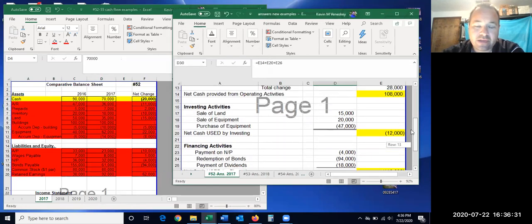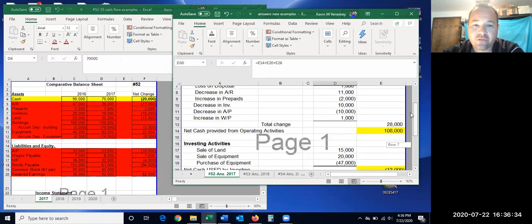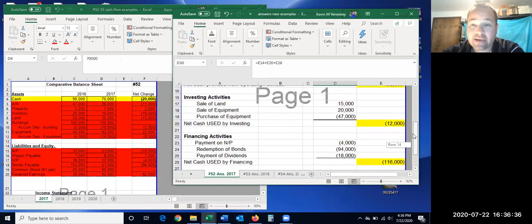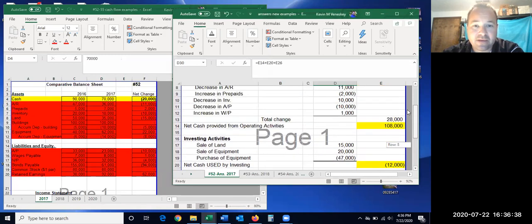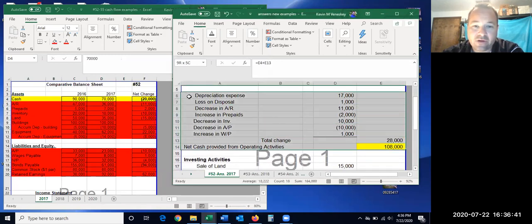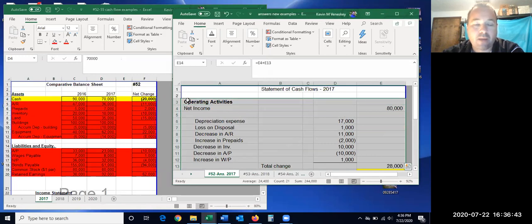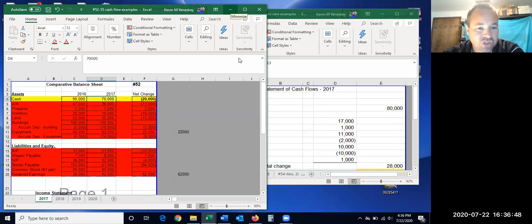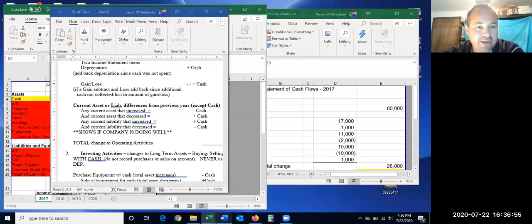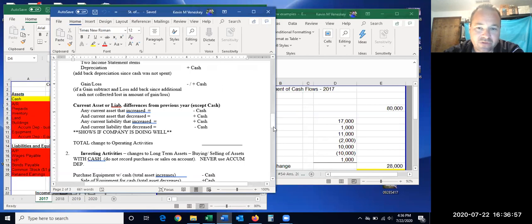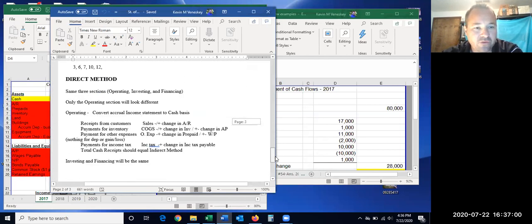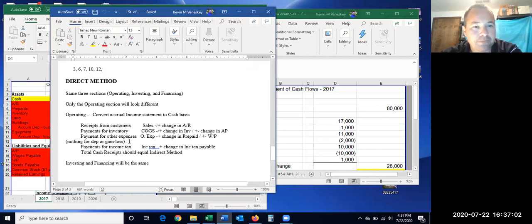When we now get ready to look at the direct method, the investing and financing, we're not even going to do them because they're going to be the same. The only thing that's going to be different is our operating activities. So while we're still in the flow, let's just jump right into the direct method, and hopefully it won't take us too long because it's only one section. I'm going to pull back up my notes to give us a baseline of what we're going to do with the direct method. You can see it's not very long. We're going to have the same sections, only the operating is different.